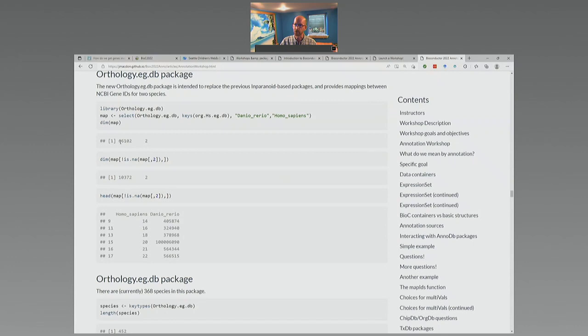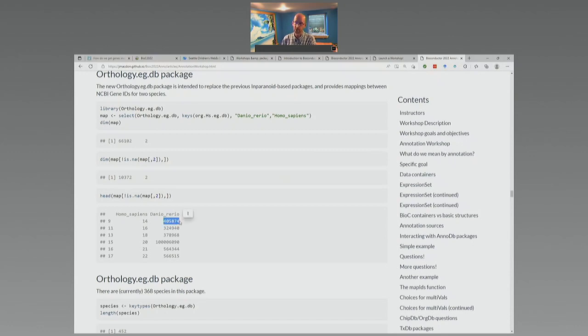And we get like 66,000 mappings, a bunch of which are NA. And after we get rid of the ones that didn't map, where there was no mapping that came back, we have about 10,000 genes where we're mapping between human and zebrafish. And if you look at the top of this data frame that we got out of it, basically you've just got this mapping where we're saying NCBI gene ID 14 maps to this NCBI gene ID.